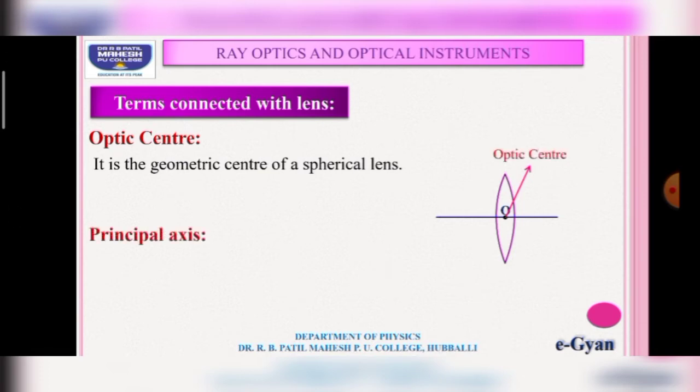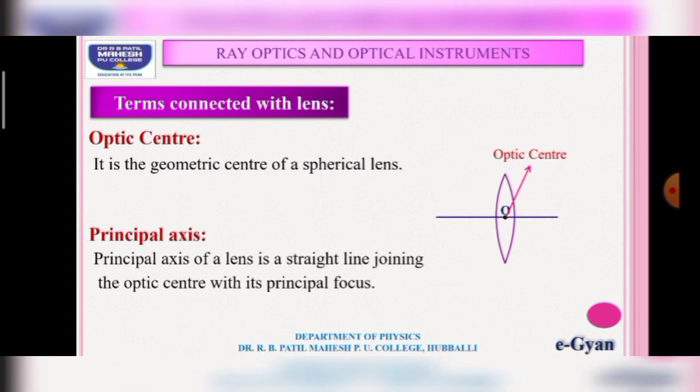Principal axis: the line passing through the centers of both the surfaces of the lens is called the principal axis, or the line joining the optic center with the principal focus is called the principal axis. This line is the principal axis.